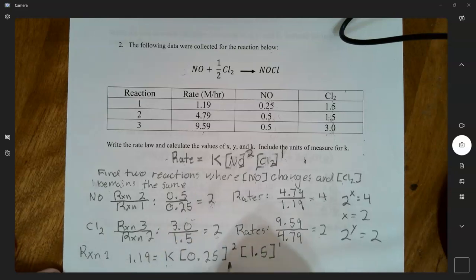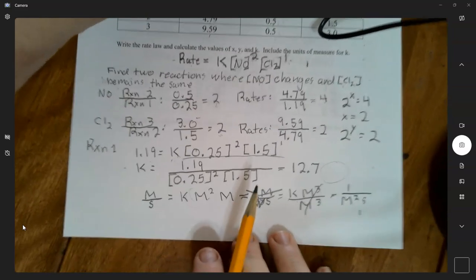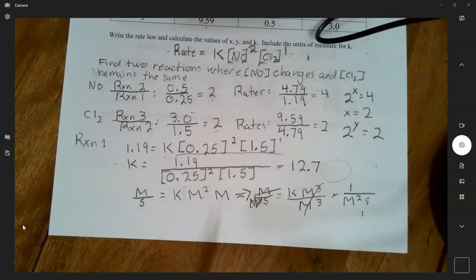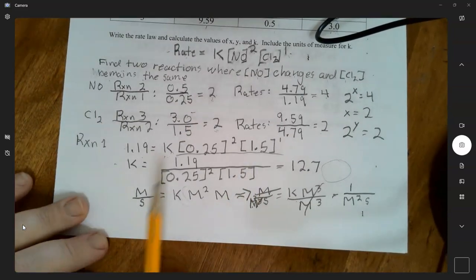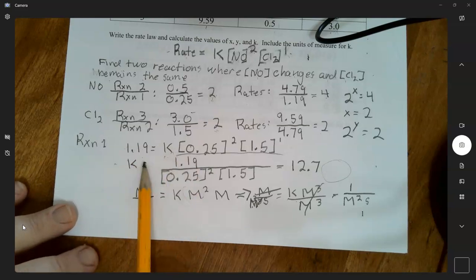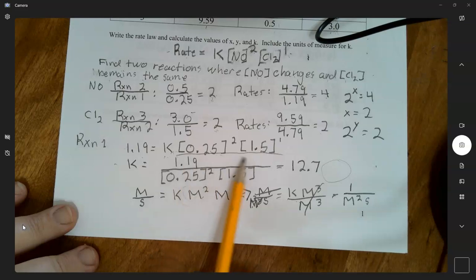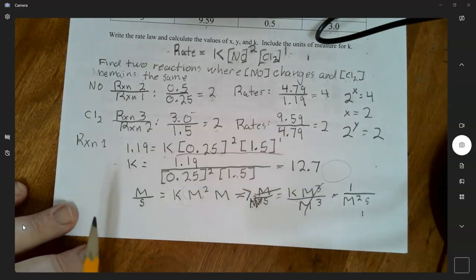So I'm going to come down here. I'm just going to quickly divide both sides by this. I'm off screen. I goofed on that one. So let me say that all again. So we calculated K by just dividing both sides by 0.25 squared over 1.5. 0.25 squared and 1.5. And then you end up with 12.7.